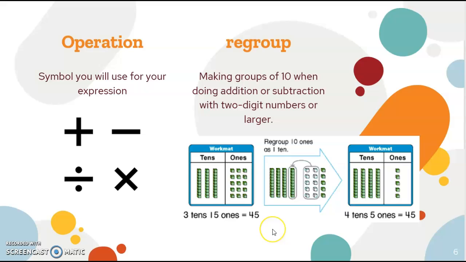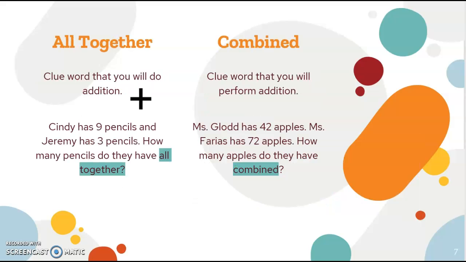Regrouping is another vocabulary word we learned last week. Regrouping is when you're making groups of 10 by doing addition or subtraction with two-digit numbers or larger. You're going to also use regrouping in multiplication, but for right now, we are just looking at how we regroup when we're adding and subtracting. Some more vocabulary words that we learned for addition are all together, when we're putting two or more things together, and combine is similar to all together, where you're performing an addition operation when you're combining, again, two or more things.